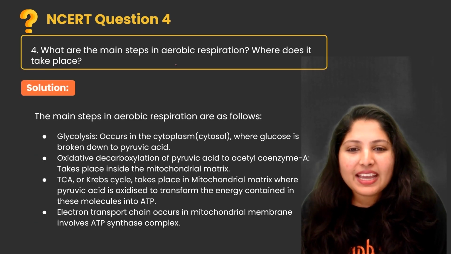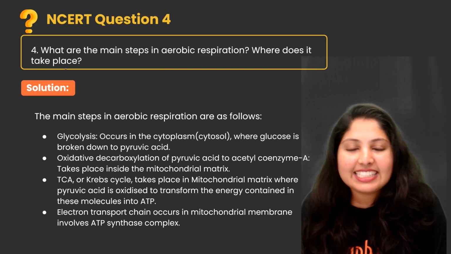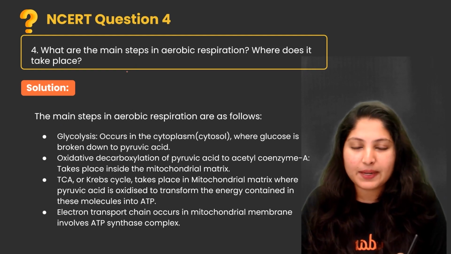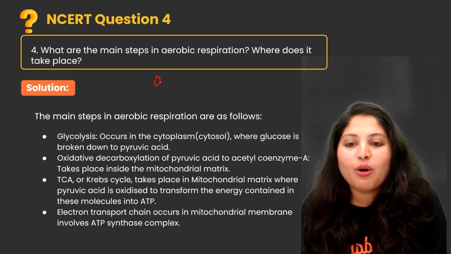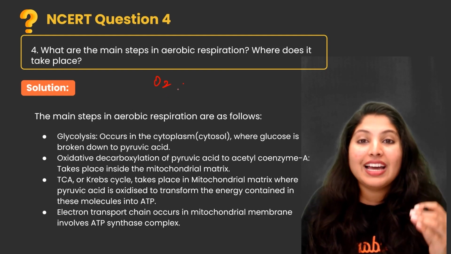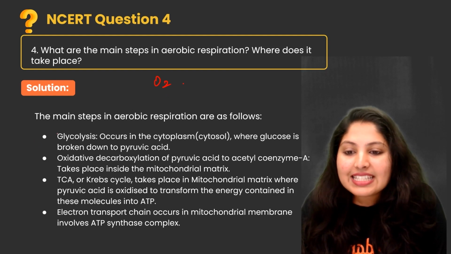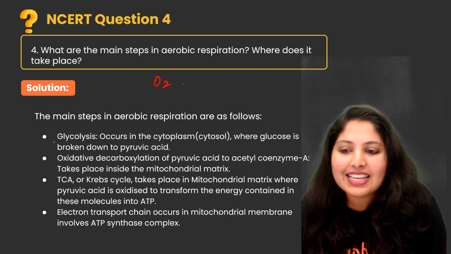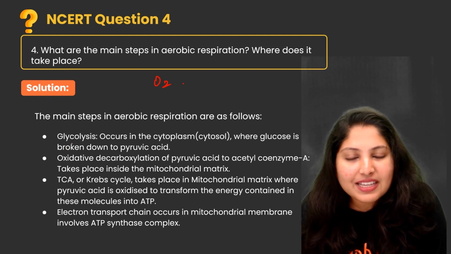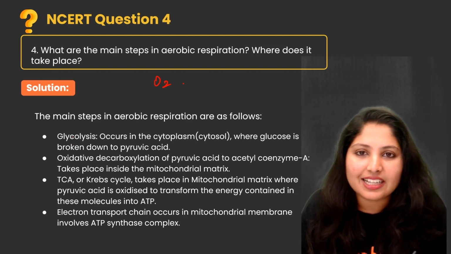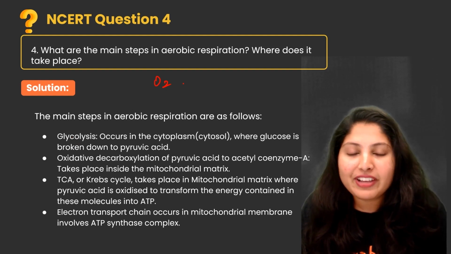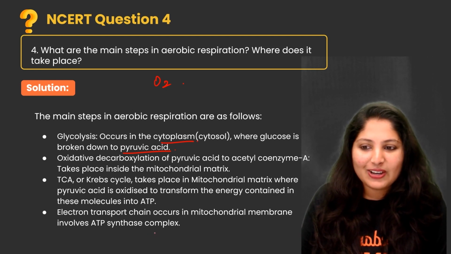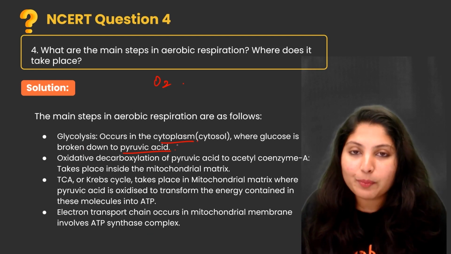What are the main steps in aerobic respiration? Where does it take place? We need to tell what are the steps involved in aerobic respiration in the presence of oxygen. The first step is, as always, glycolysis. Glycolysis means glucose is splitting into pyruvic acid. This step occurs in the cytoplasm of the cell.